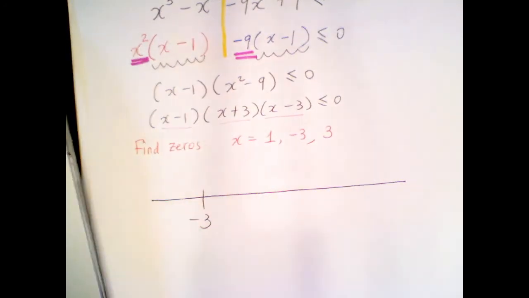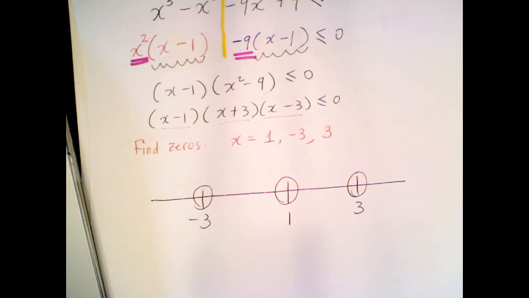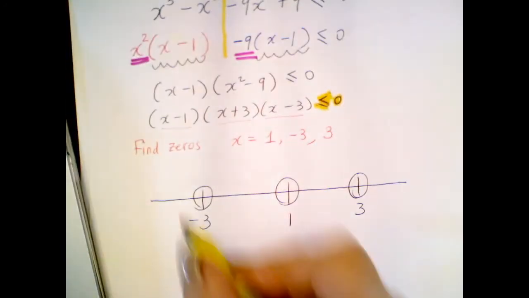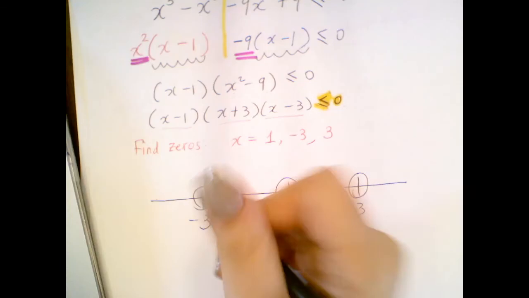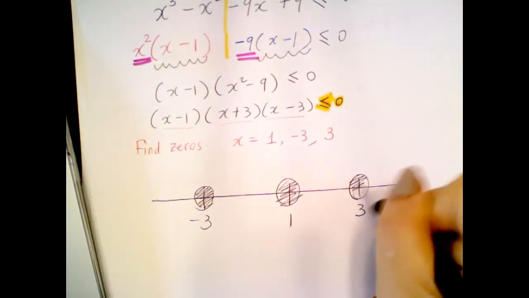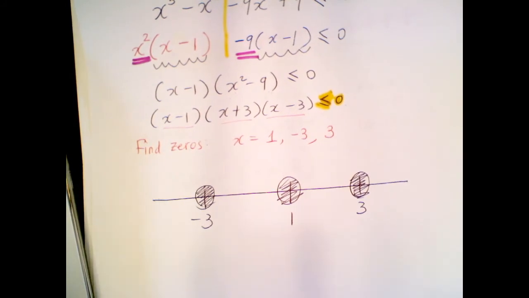Negative 3 is the smallest number. 1's next, and then 3. What type of circles? Let me draw the circles here. Circle, circle, circle. Okay. Remember, we're solving this: is less than or equal to 0. So I'm going to close these circles because it's less than or equal to. Close the circle, close the circle, close the circle. I'm going to plug in just one value, to the left of it.